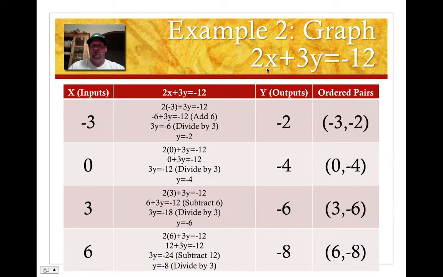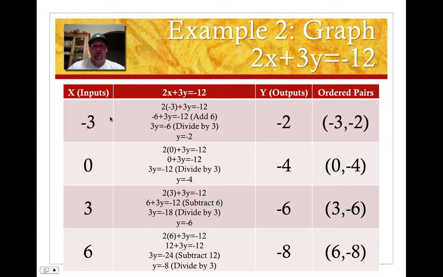Okay guys, this is another example here, a little bit different. We do not have the y isolated. In this case, this is in standard form: 2x plus 3y equals -12. Now, it is a linear equation because the power on the x is a 1, so we are going to get a line as our graph. Same process for the t-charts. Choose some x values, substitute them in, get out your y values, and then plot your ordered pairs.